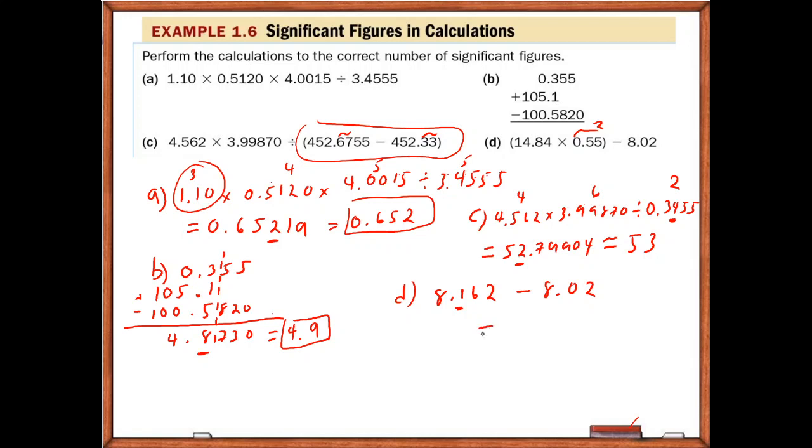So my answer becomes 0.142. Okay, now I have to figure out where to round my answer. So I look and I see, okay, well this one actually only has 1 after the decimal, so that means I have to stop at 1 after the decimal. Okay, so my number becomes 0.1.